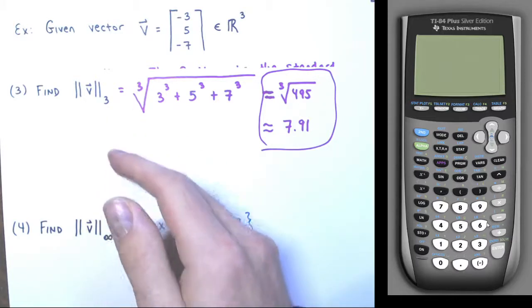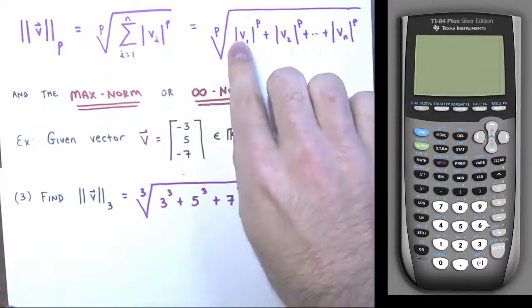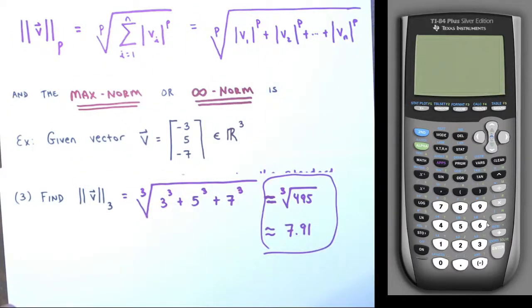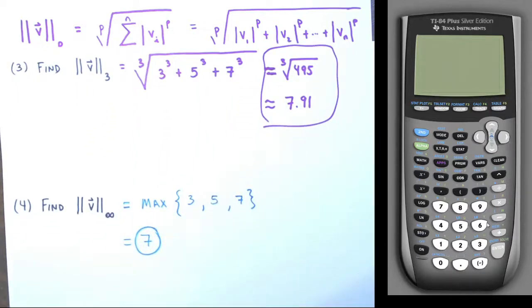Go ahead and try that out. Find the 4 norm, the 5 norm, the 6 norm, the 7 norm, and you'd see that it'd be getting closer and closer to 7. The max norm, the infinity norm, is really just what happens as p approaches infinity in this formula, the limit. Okay. So there was a bunch of examples of some other norms for vectors in Euclidean space, R1, R2, Rn.